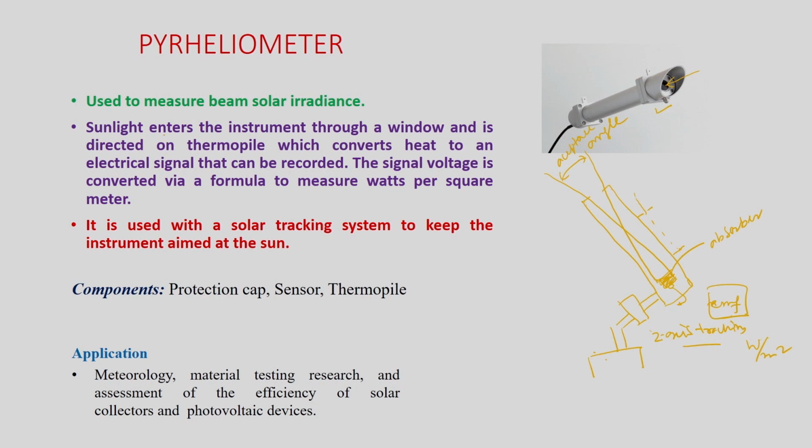As I have written here, sunlight enters the instrument through a window and is directed onto the thermopile, which converts the heat to an electric signal that can be recorded. The signal voltage is converted via a formula to watt per square meter. Of course, we need to use solar tracking devices to track the normal radiation. And already we have explained the components. We need sensors like thermopiles and a protecting cap.